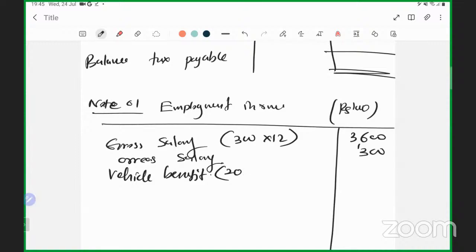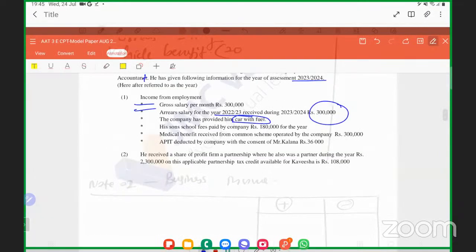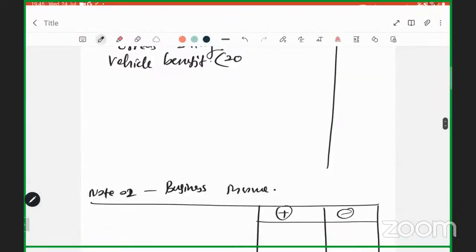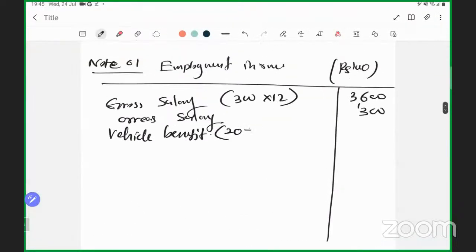and if the car is provided with a driver, another 10,000, and if the car is provided with fuel, another 20,000. So in this case, no driver, only car and fuel, the petrol or diesel, whatever. Therefore, 20,000 for the vehicle and another 20,000 per month for fuel, that is 40,000 per month into 12. How many months?